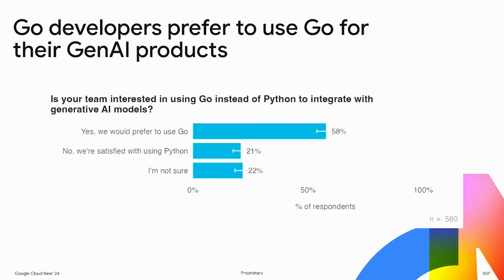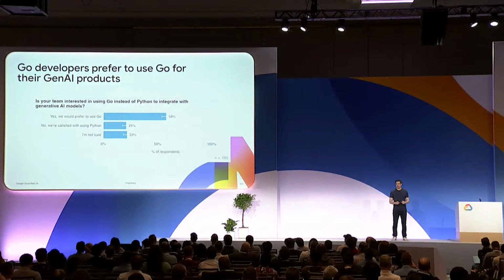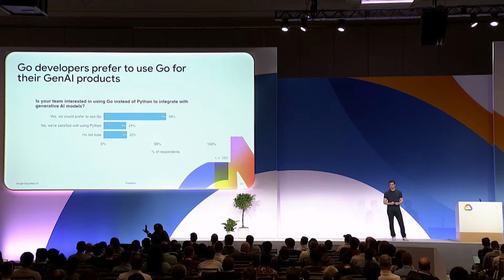So perhaps not surprisingly, Go developers think this too. Many of them have started writing AI-powered applications in Python because that's what the tutorials online are doing and what many early SDKs focused on. But they hit a wall once they want to go to production. So we on the Go team have been working hard to show them the way.